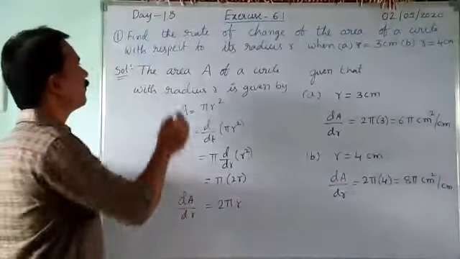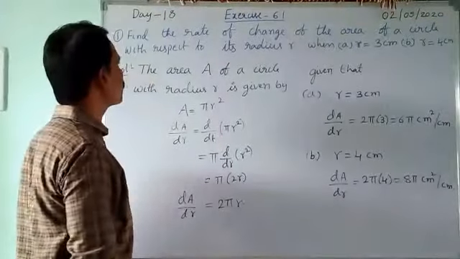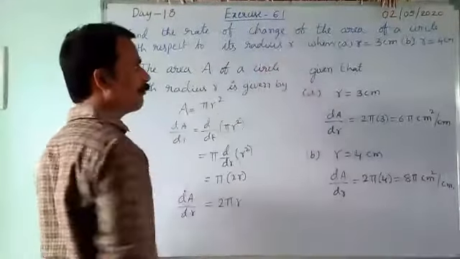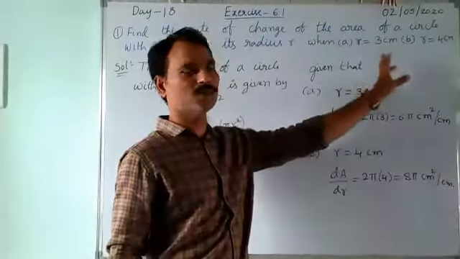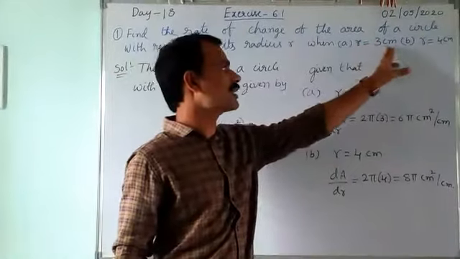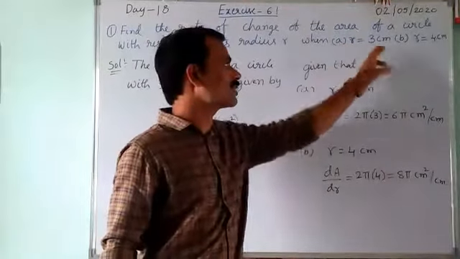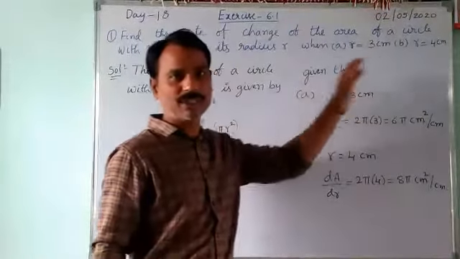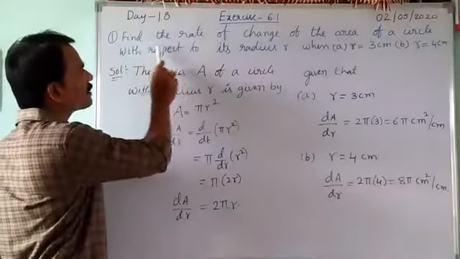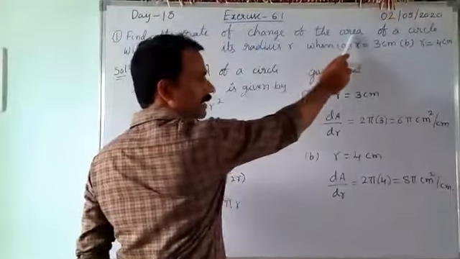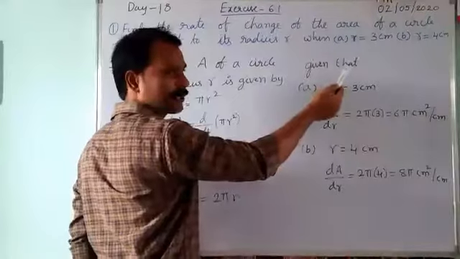Observe here. First question: find the rate of change of the area of a circle with respect to its radius r when r is equal to 3 centimeter and when r is equal to 4 centimeter. Two conditions are given, so we just have to calculate for both. Rate of change of the area generally means dA by dt, because the rate of change means we are thinking with respect to time.